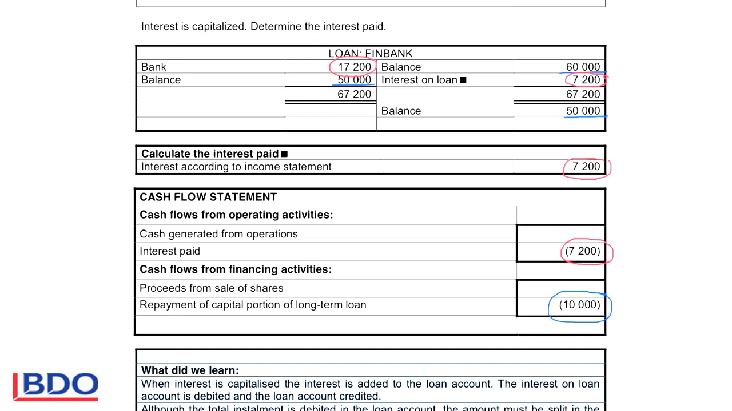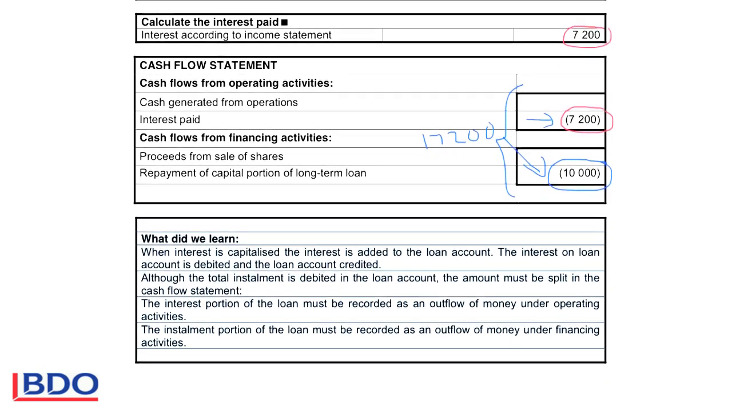Now, if we look at this 17,200 there, we only record one figure in our loan account when the amount is paid. But when we do it in the cash flow, we have to split that 17,200 between the amount that went out as a result of interest and the amount that went out to reduce the loan. So what did we learn today?